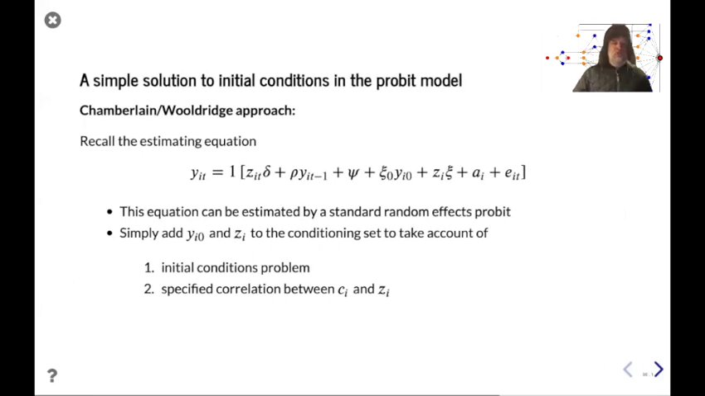Okay. So I guess this is essentially what I'm saying here. You can estimate this by a standard random effects probit, this estimating equation here. And then you simply add y_i0 and z_i in the conditional set to take account of the initial condition, and then any specified correlation between c_i and z_i.